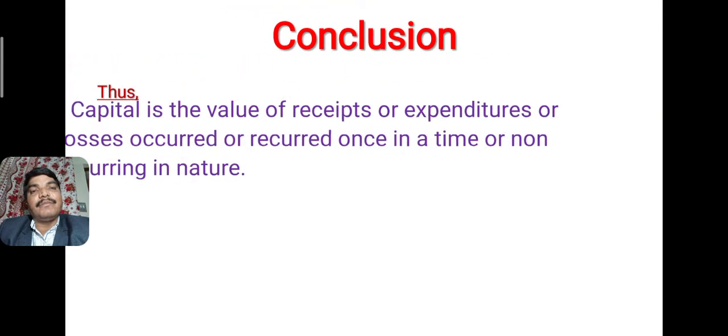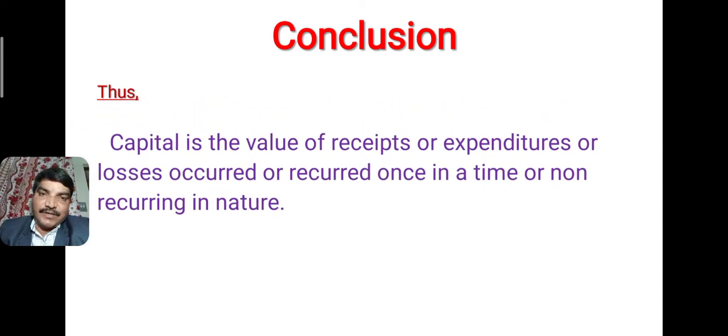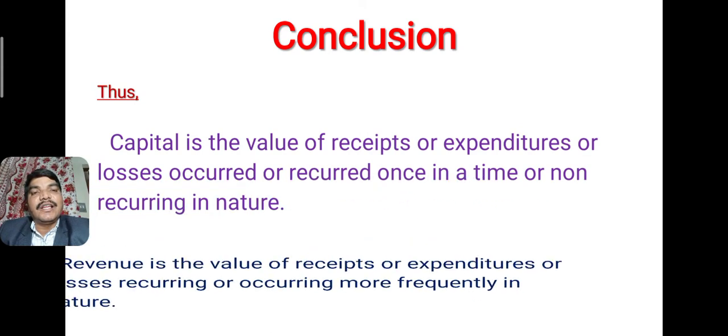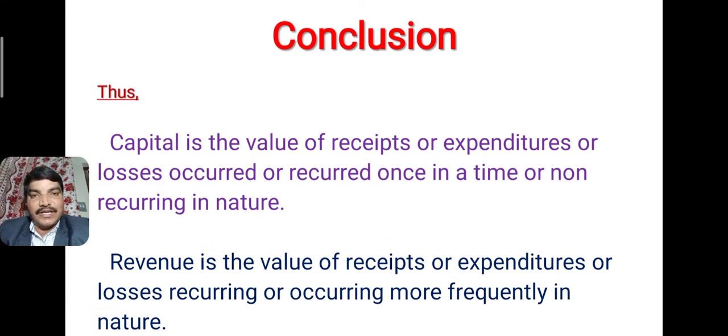Before that, we come to one conclusion, a fine meaning for capital and revenue. Capital is the value of receipts, expenditures or losses occurring once in nature, once in a time. Any capital receipt, expenditure or loss occurs only once in a time. On the other hand, revenue is the value of receipts, expenditures and losses recurring more frequently in nature. It happens again and again.